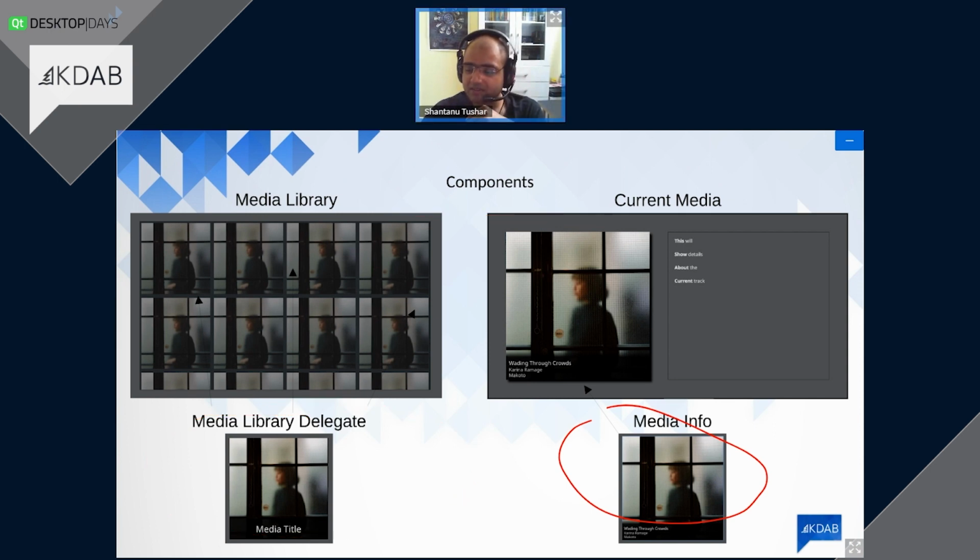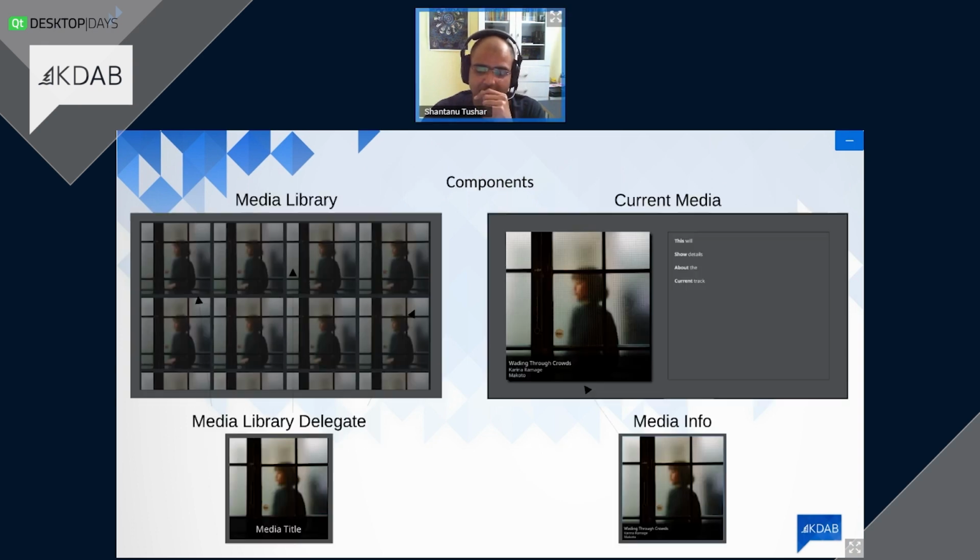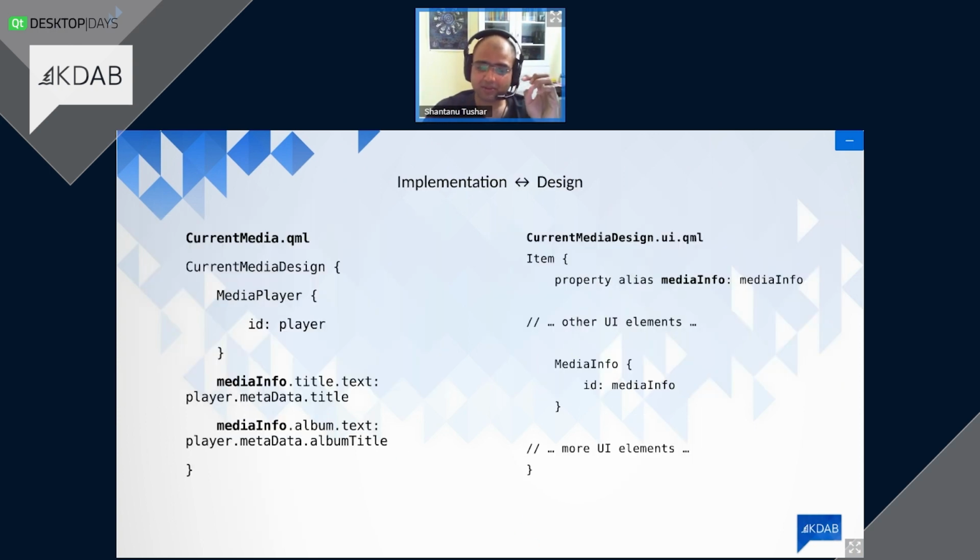Let me clear. So before, I'll go to this slide again. The way you use a designer is you'll have two files. One of them is a design file, which you will edit in the designer. You drag things around and edit properties. And the second is the implementation file. So that's what the next slide is about. This is the implementation file, and this is the design file. So let's see what they are doing.